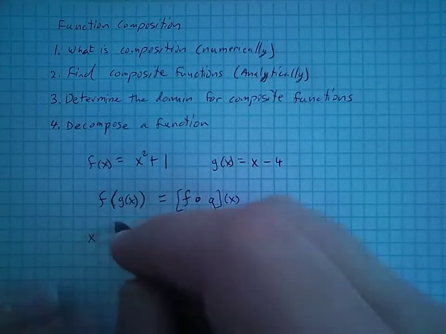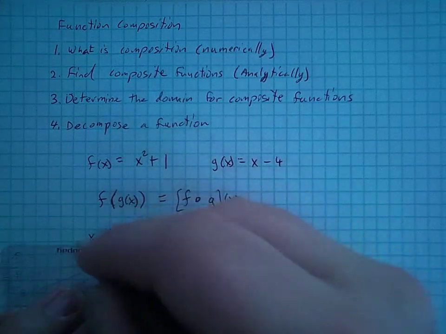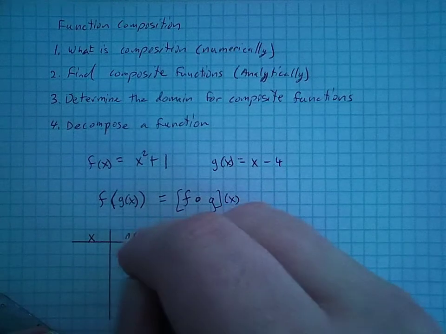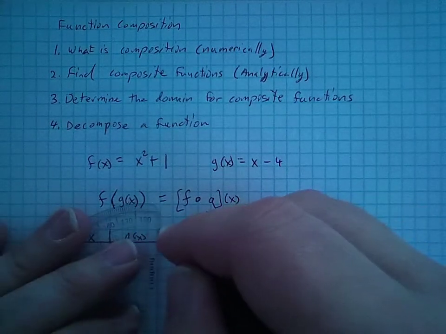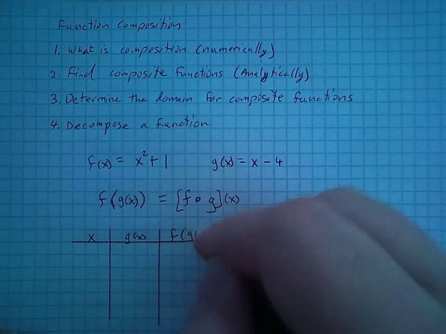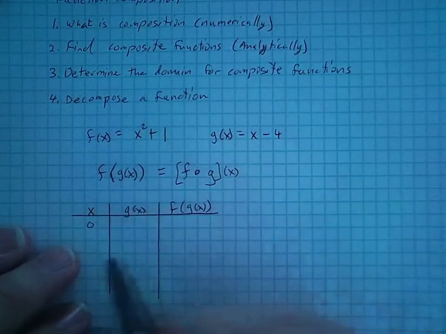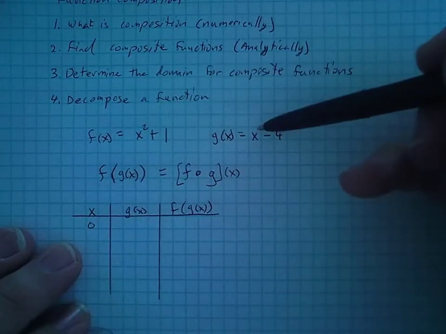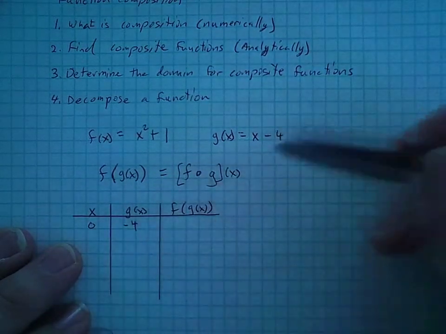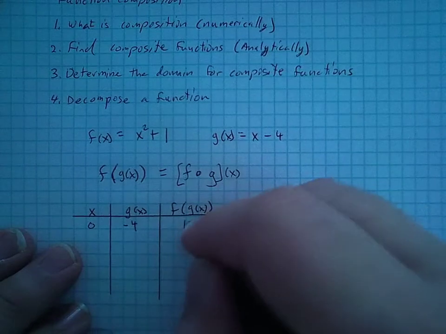So to get a picture for what that actually means, I'm going to make a table. I'm going to pick some x values. I'm going to put them into g and get an answer. I'm going to take the answer for g and stick it into f. And so that will be my third column. So if I start with 0, when I stick 0 into g, I get 0 minus 4, which is negative 4. I stick negative 4 into f, I square it, I make 16 plus 1 is 17.